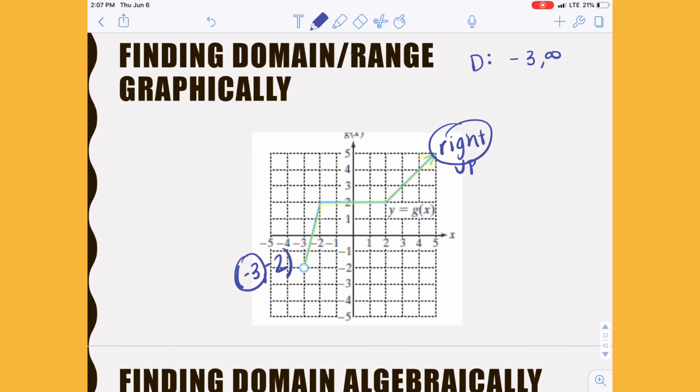-3 is an open circle, meaning that it is not included, so I'm going to use a parentheses and a parentheses on the other side. And for my range, my lowest value is -2, and I am headed up.